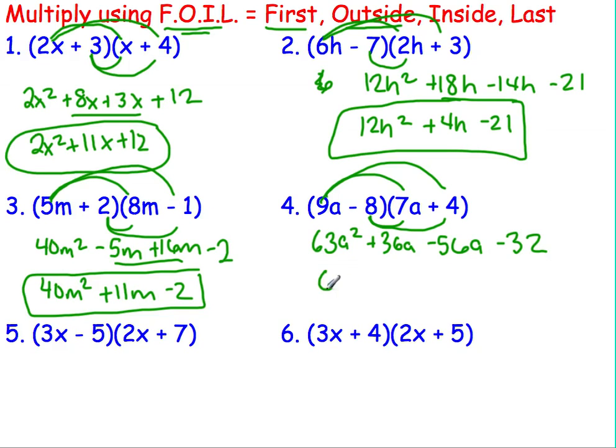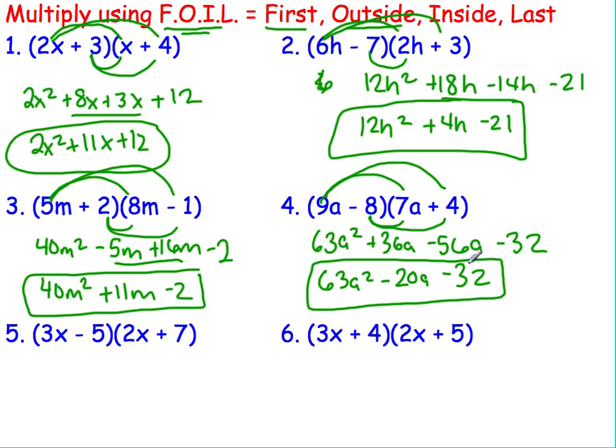I'll combine these. I'll have 63a squared. 56 and 36 would give me negative 20a. This would just give me negative 32 at the end. I think we're really getting somewhere here.